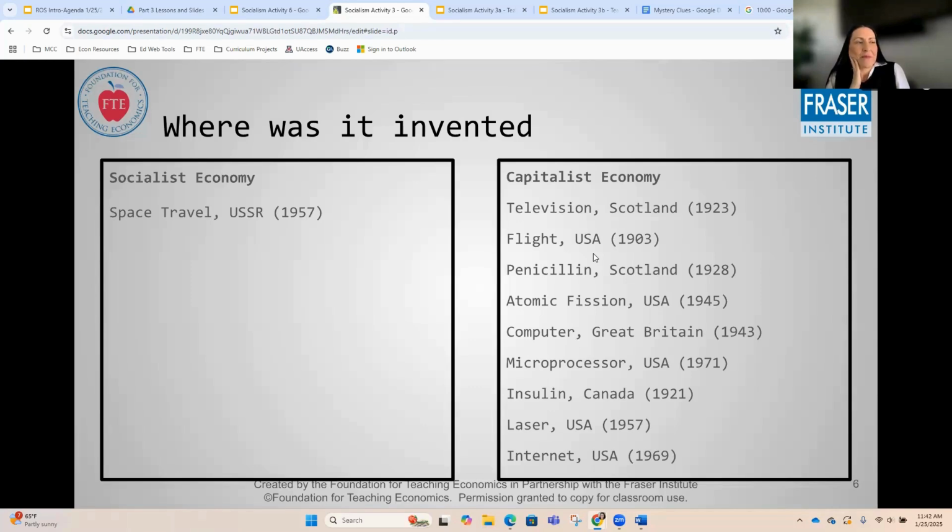Penicillin was one that people questioned. That was actually from Scotland in 1928. Another one that came up was insulin. We saw people not knowing about insulin. That actually came from Canada in 1921. The laser was the United States in 1957.